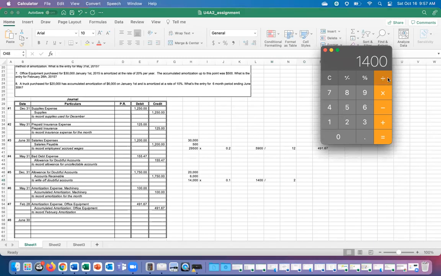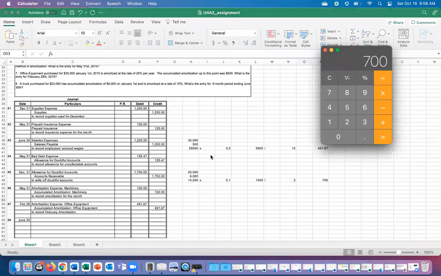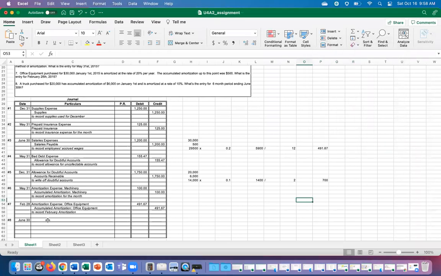We get our calculator and we divide that by 2. That gives us the amount that this truck is going to amortize over 6 months of the year, which is $700. So we're going to lose $700 in value on this truck over the next 6 months. And then we just load that into the journal the same way that we have for the past 2 amortization or depreciation transactions.